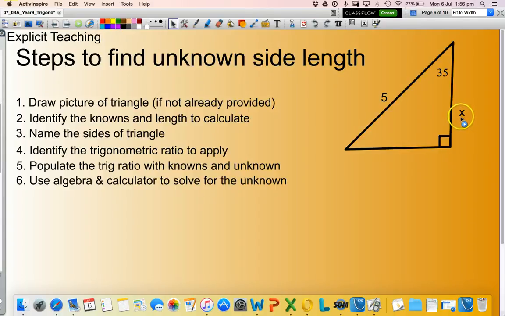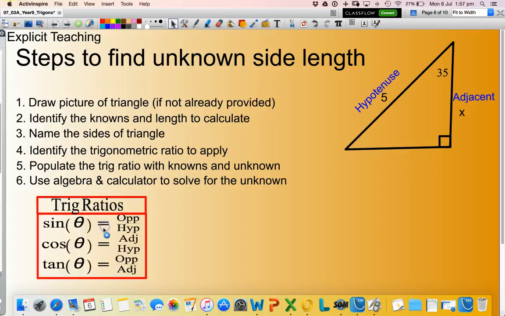Now let's name these sides. That one again is the hypotenuse. This one here, just thinking about that, is the adjacent, because it's between my reference angle and my right angle. Don't worry about this side here. Now, look to identify which trig ratio contains adjacent and hypotenuse. And there you go. Adjacent divided by hypotenuse is cos theta.